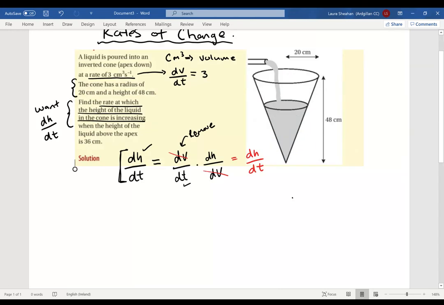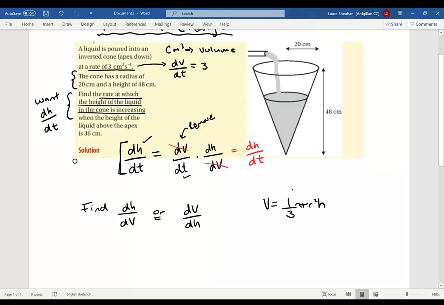So I need to look at dH/dV, or I can look at dV/dH. I can look at it either way around, and it's probably easiest to look at the volume of a cone, which is a third pi r squared h, and differentiate that with respect to h.